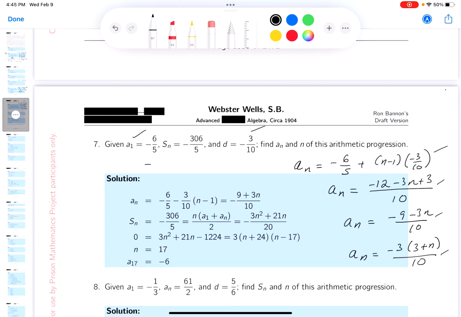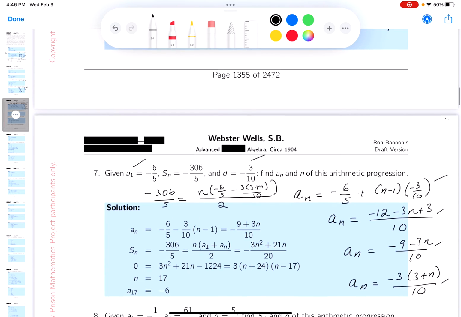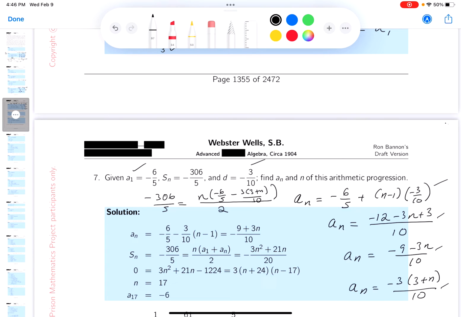And what's it going to be? Minus 306 over 5, and I'll be careful. It's going to be n over 2, times A1 plus An. Do I know what A1 is? Yeah, it's minus 6/5. And do I know what An is? Well, sort of. I'm going to write this down for you: minus 3 times (3 plus n) over 10. Now, what's interesting about this is I have an equation in one unknown now that I think I'll be able to solve, all right? It's going to be a little bit of work, but I think I could solve it.